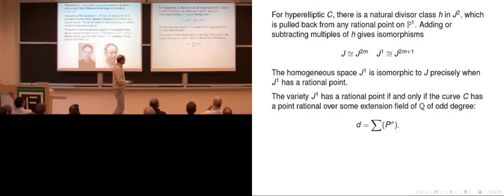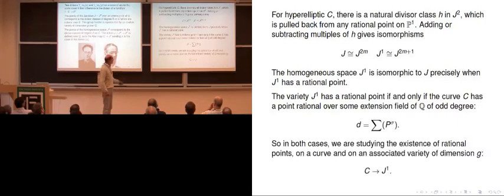And if you have a rational point in J1, then you get a rational point in all the odd J's by translating by this hyperelliptic class. And once you get up to a large enough degree, that's represented by an effective divisor, which gives you a point over an extension of odd degree. So the second problem is whether you have a rational point on J1. And so both our problems are really studying the existence of rational points. First on the curve itself, and secondly on this larger variety that contains the curve.